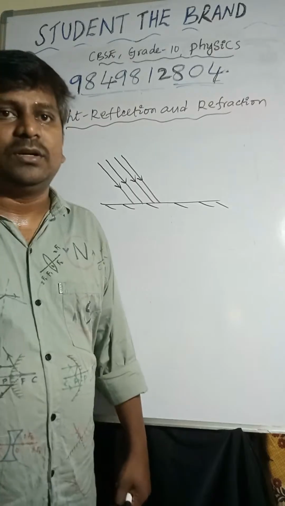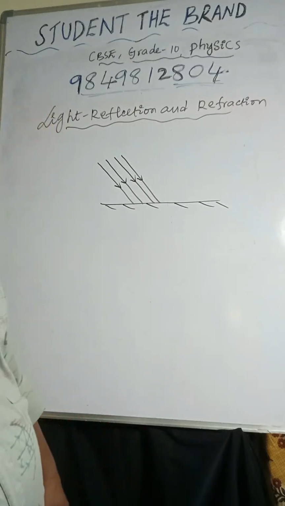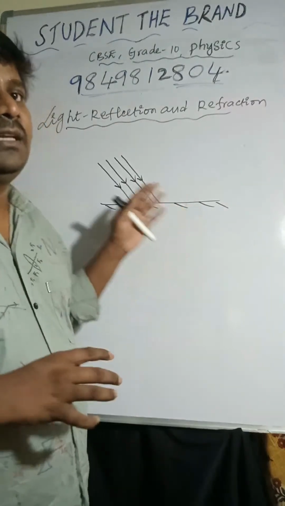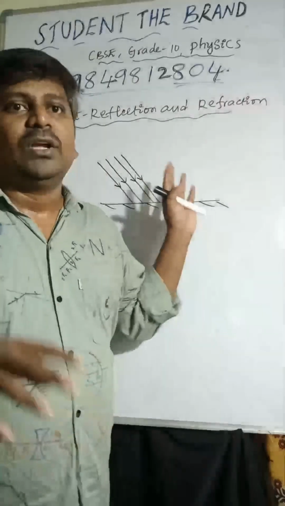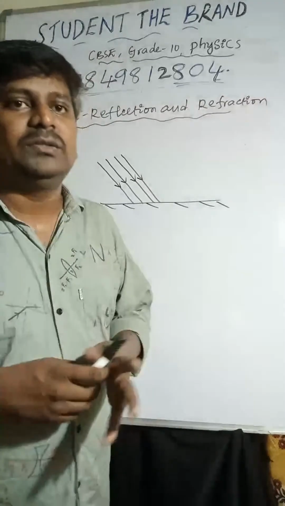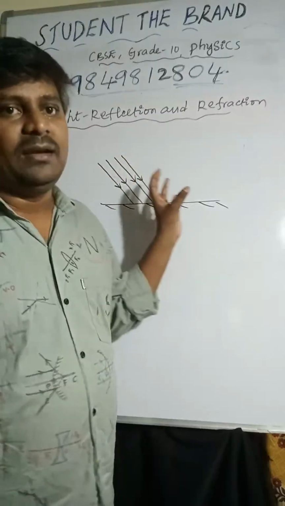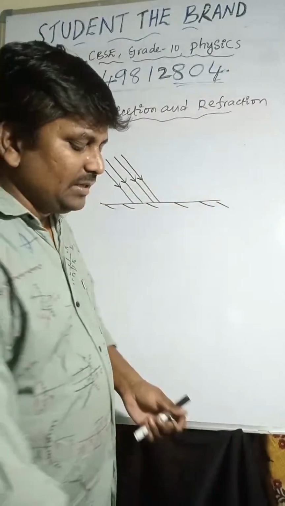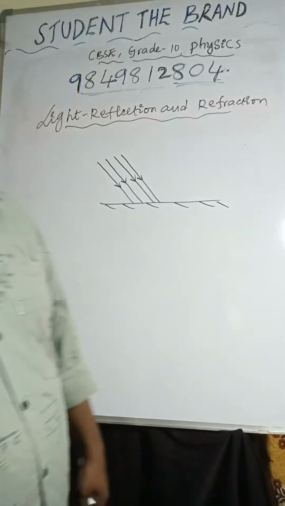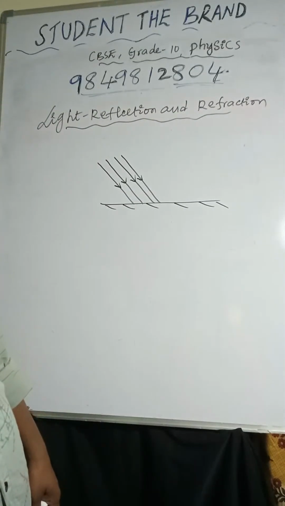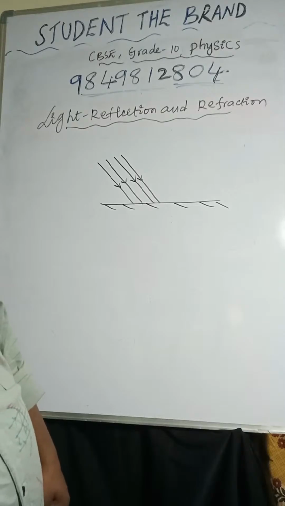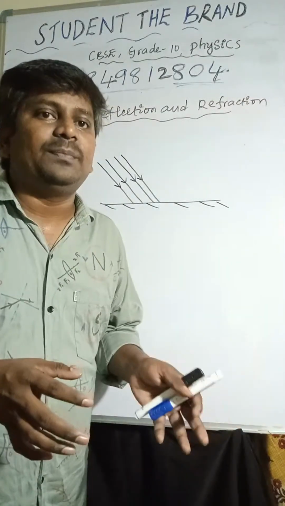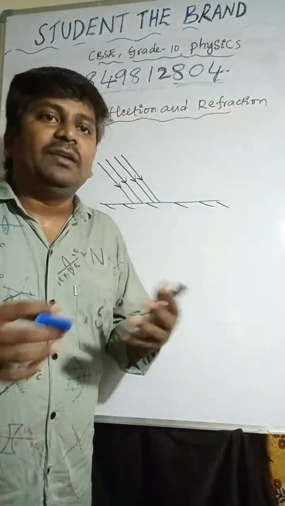Okay, done. So here you can observe, I'm considering incident light rays. These are the incident light rays, and they are parallel to each other. After reflection, if the reflected light rays are also parallel to each other, this type of reflection is called regular reflection.